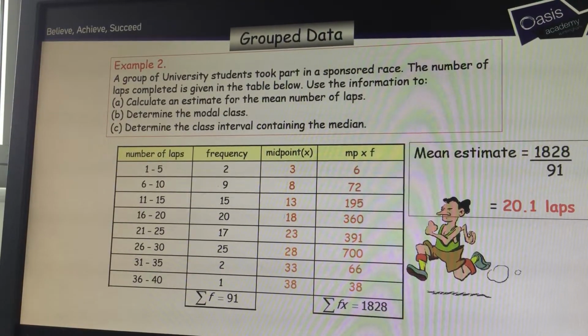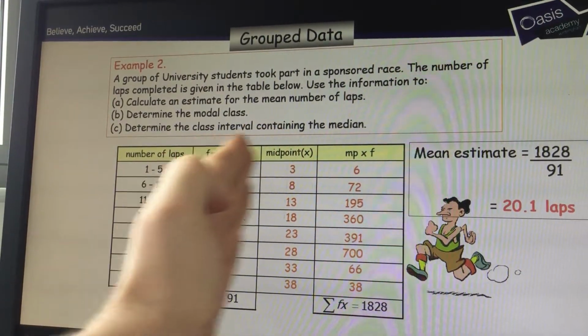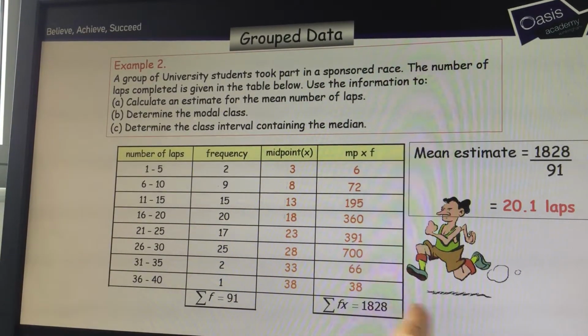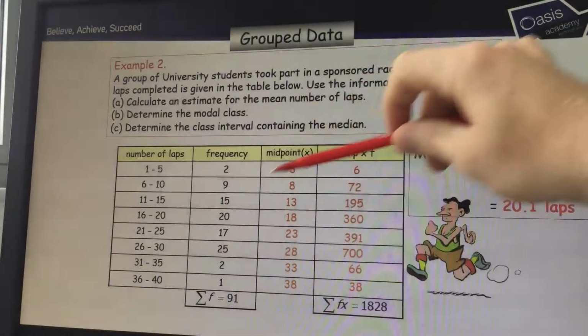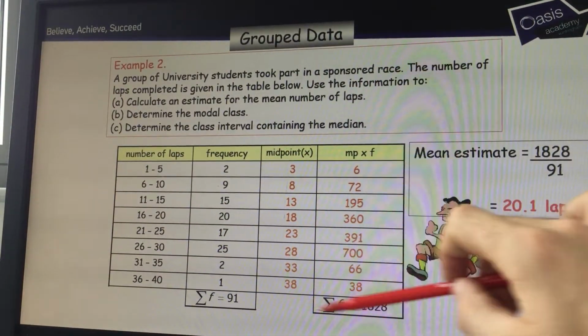Okay, this is estimating the mean. Midpoint times frequency, so times these two together. Add these, okay? You don't want to use this column ever again. So you know you only add these two together.